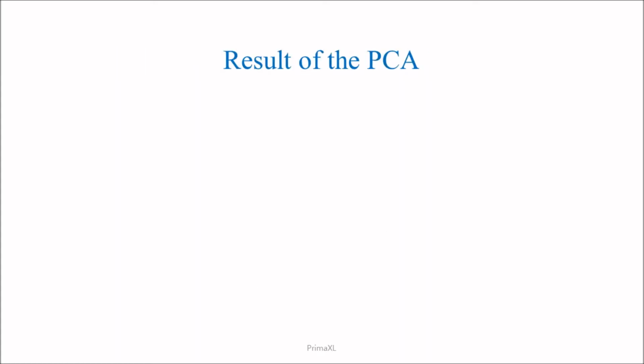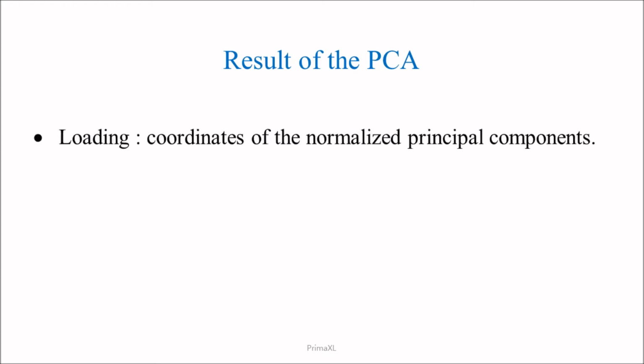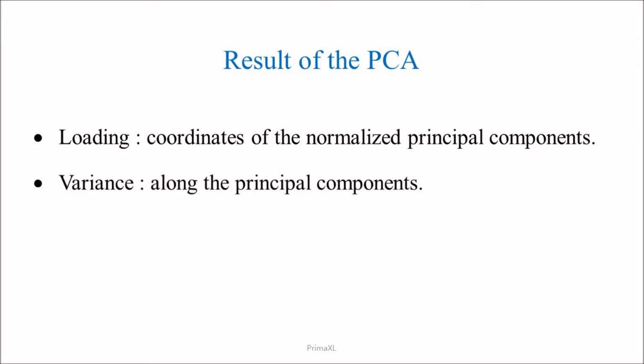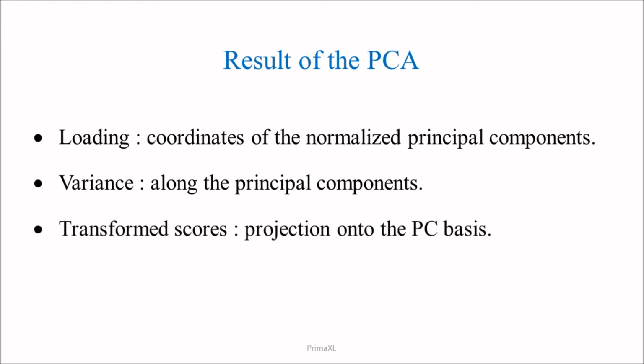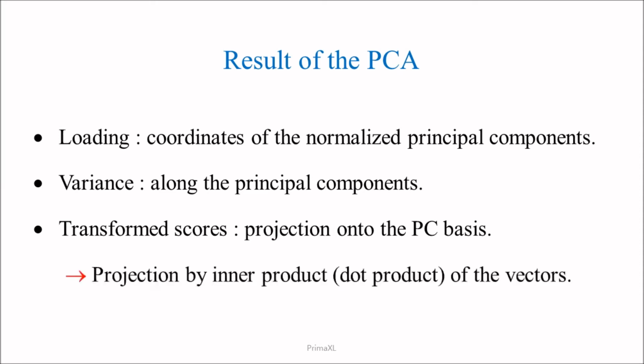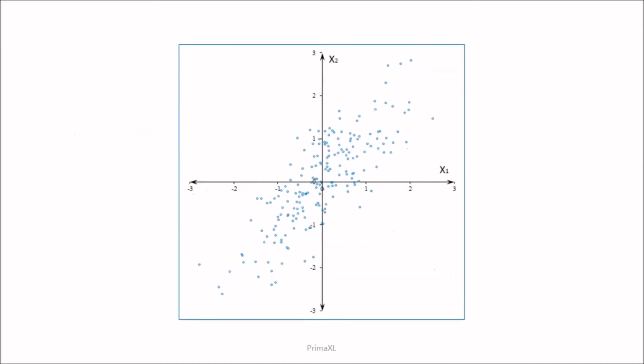As a result of the principal component analysis, we get the loadings, which are the normalized principal components. Also, we have the variance along each one of the principal components. The transformed scores refer to the projection of the data coordinates onto the basis of the principal components. This projection is done by taking the inner product of the vectors.